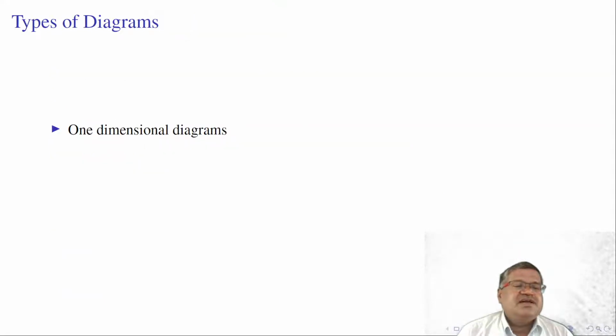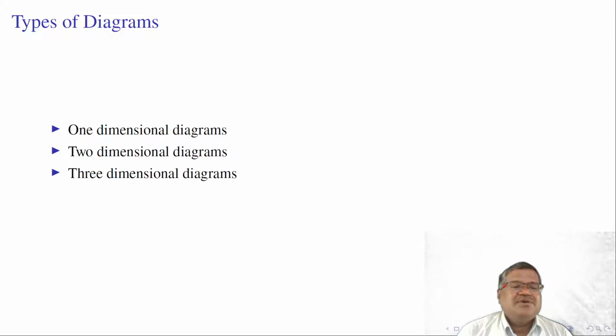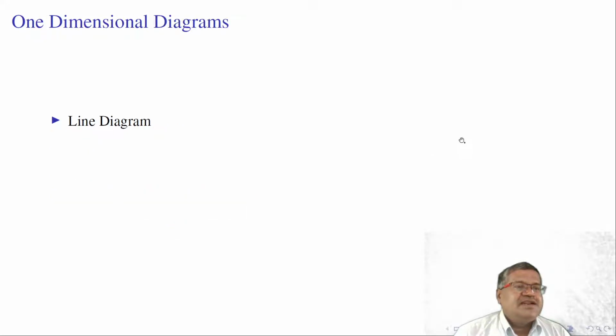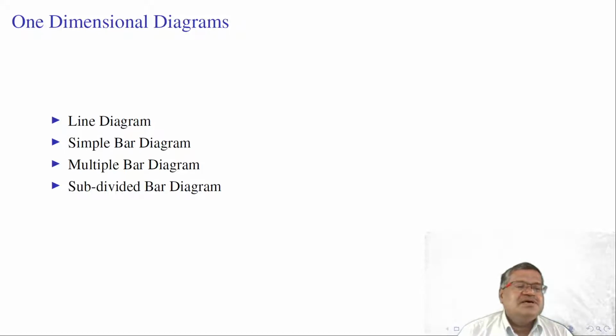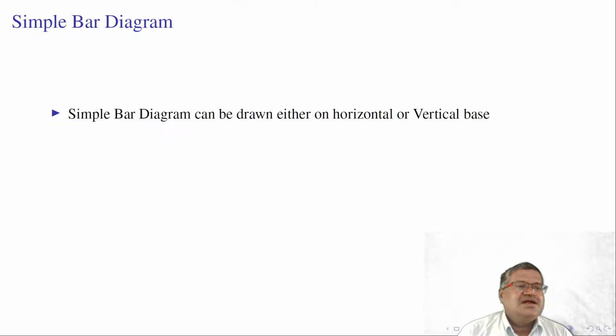These are the types of diagrams: one-dimensional diagram, two-dimensional, three-dimensional diagrams, pictograms and cartograms. These are shown by journalists, and cartograms are also used in publications. Let us look at the one-dimensional diagrams: line diagram, simple bar diagram, multiple bar diagram, subdivided bar diagram, and percentage bar diagram.